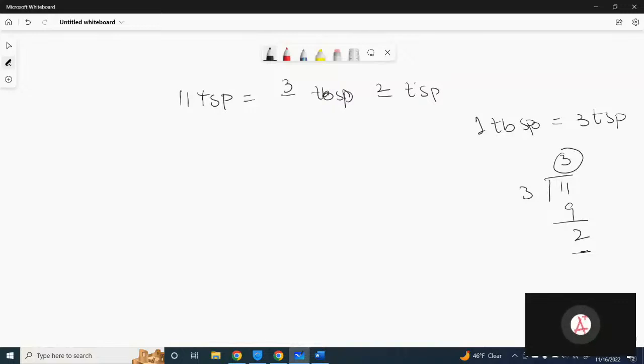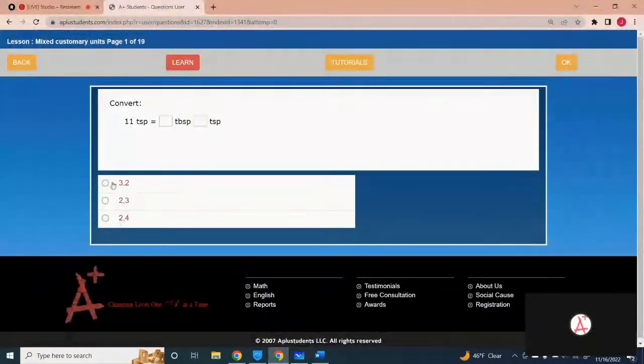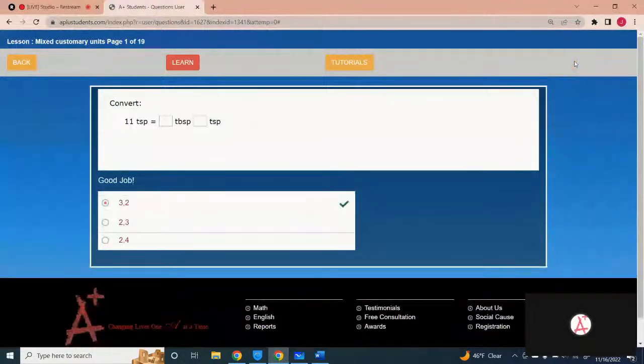So the correct option is the first one, 3 tablespoons and 2 teaspoons. Got it? Just select the correct option, then click on the OK button.